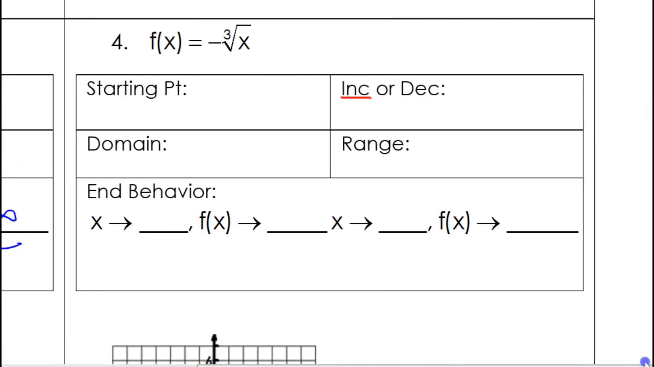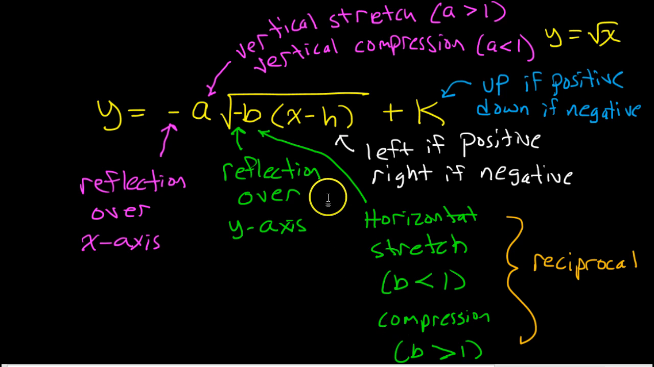Now let's take a look at number 4. The only thing that's changing is this little negative sign right here. Now I'm going to encourage you to look at that as an a value of -1. So look at this as -1 times the cube root of x. Now when we learned about square root functions, we talked about all these transformations: your a value, your b value, your h, and your k. Now guess what? These will be all the same for a cube root function. I'll just stick a little 3 in there. I'm cheating. The transformations are the same. Vertical stretches, compressions, reflections, all of that.